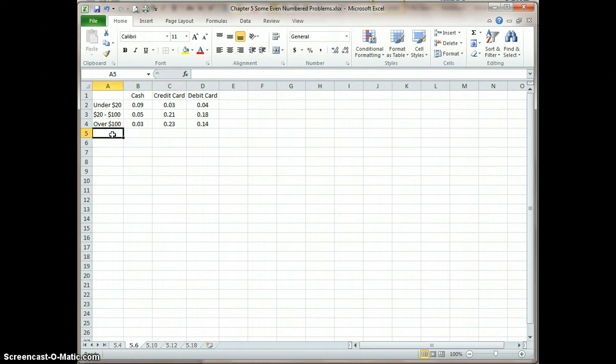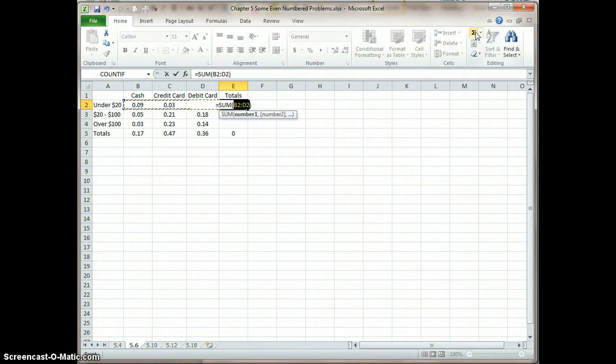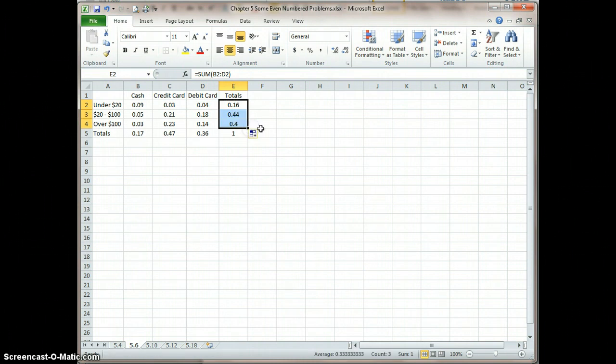I just want to add in totals, both for the rows and the columns. I simply come down here and sum, and then I can grab the fill handle and copy this over. In this case, I'm going to auto sum across and do the same for these other two cells. And again, we see that we get to a probability of 1, so it includes everything in there.